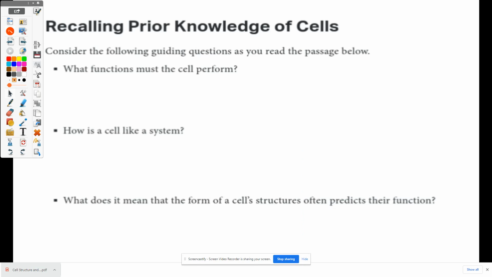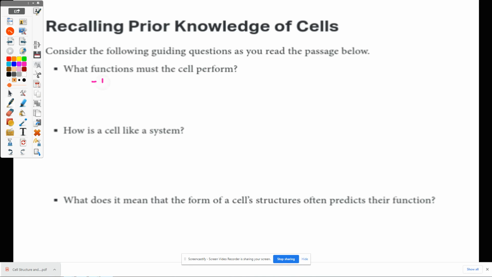All right, guys, let's go ahead and talk about the first 3 questions. What functions must cells perform? I was walking around and saw several things that y'all wrote. You wrote mitosis. If you don't have these, you can go ahead and add them to it. Photosynthesis. Cellular respiration.